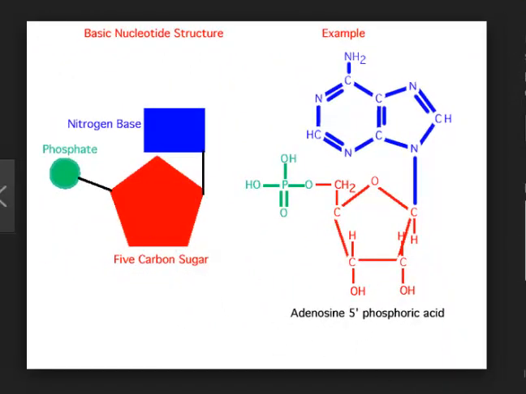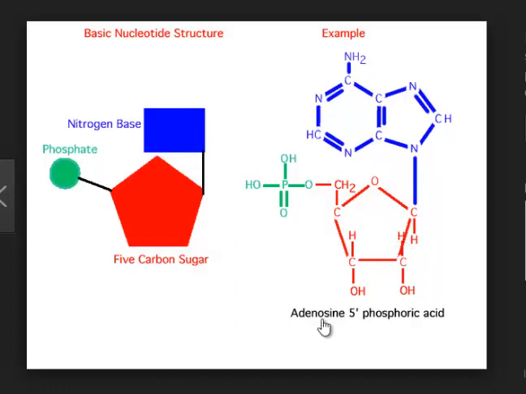Most sugars, like the glucose we learned about earlier in the course, have 6 carbons, whereas the sugar in DNA has 5 carbons. So a nucleotide, which is really the building block for DNA, has a 5-carbon sugar, a phosphate, and a base, which is a molecule that has nitrogen in it, hence its name, the nitrogen base or nitrogenous base.